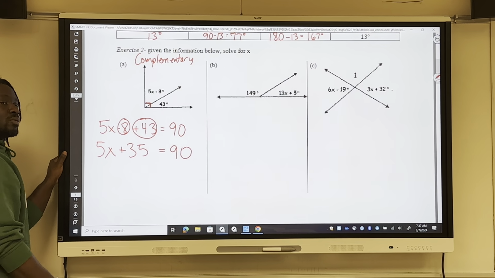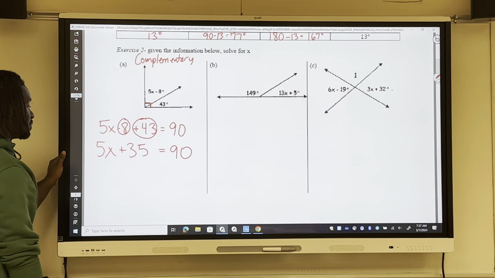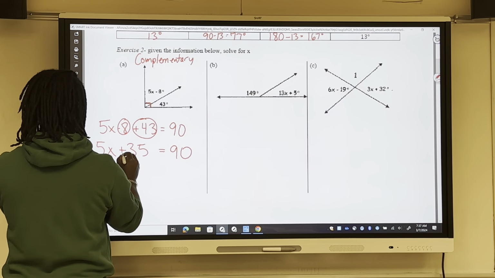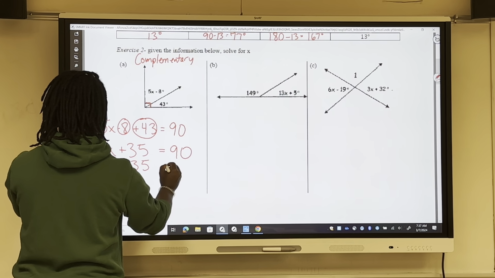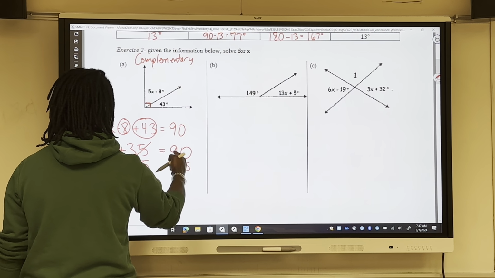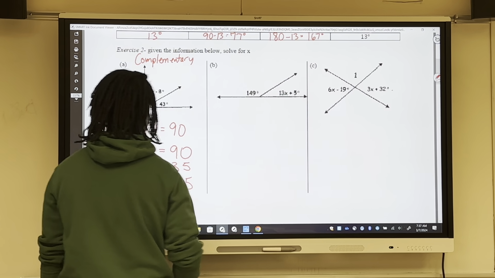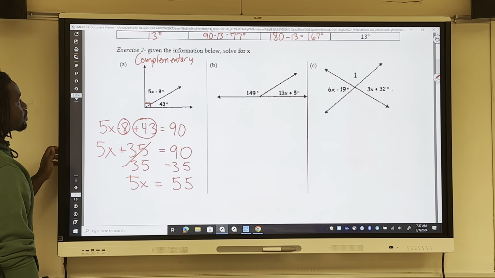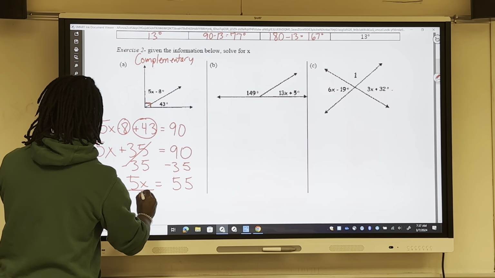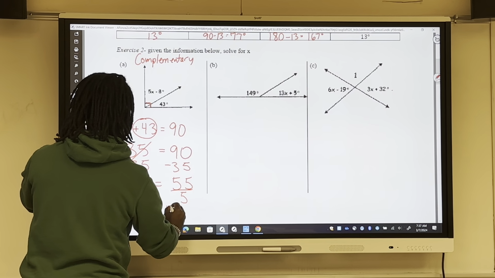Okay, and so now what do we do? Well, after I combine the like terms, I'm going to do the inverse operation. I'm trying to get this x by itself. So instead of adding 35, I'm going to subtract 35. That cancels. Now I have 5x equals 90 minus 35, which is 55. Okay, and then I am going to do the inverse operation, which is to divide by 5. The 5's cancel, leaving me with x equals 11.